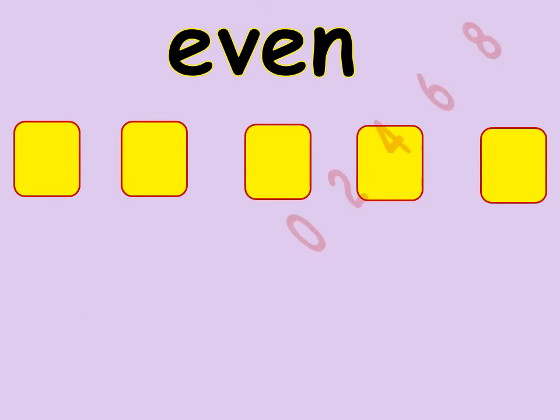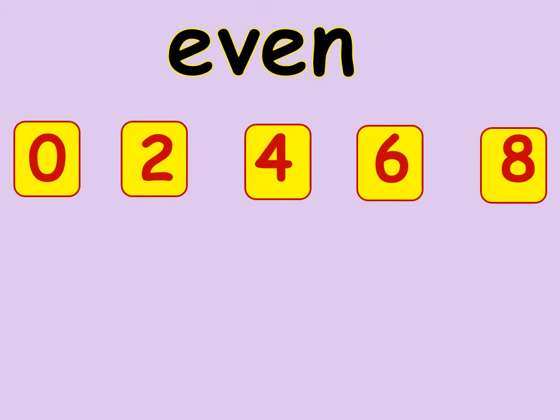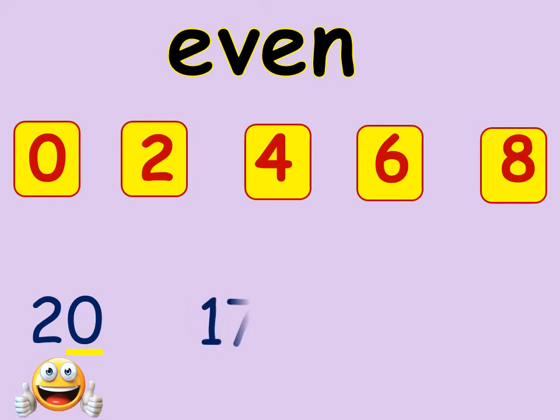Okay, let's look at our even numbers again. 0, 2, 4, 6, 8. Let's get a big number in here. There's 20. Is that odd or even? Well, there's the 20, the 0. So that means it's even. Yep, that's right. Let's look at our next number. 17. Do we have a number line for that? No. We just look at the last digit, which is 7. Is 7 even? 0, 2, 4, 6, 8. No, 7 is not even. Well, then 17 is not even.